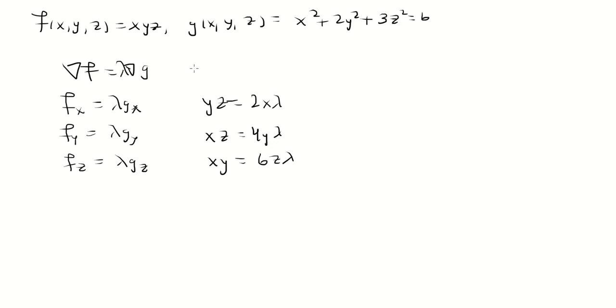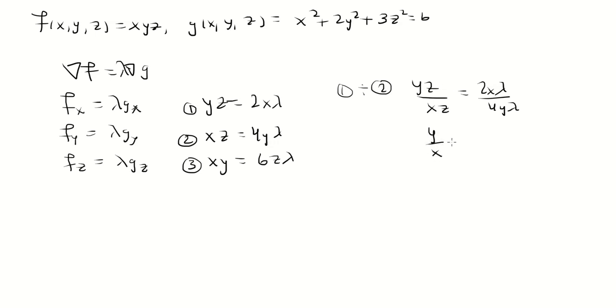A good way to do this is actually to divide these equations, because none of them are 0, so that means I could divide. So let's take the first divided by the second. We have yz over xz equals 2x lambda divided by 4y lambda. That gives us y over x equals x over 2y. Cross multiply, 2y² equals x². So x is equal to plus or minus root 2 times y.